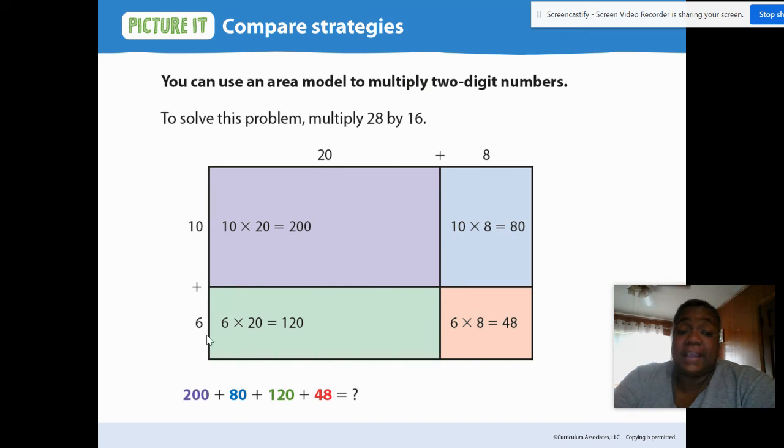Then we go down to our next factor, which is 6 times 20, because those two boxes come together: 6 times 20 equals 120, and then 6 times 8 gives us 48. Then you simply take all of those products, 200, 80, 120, and 48, and add them together to give us the final product of the whole multiplication problem, 28 by 16, or 28 times 16.